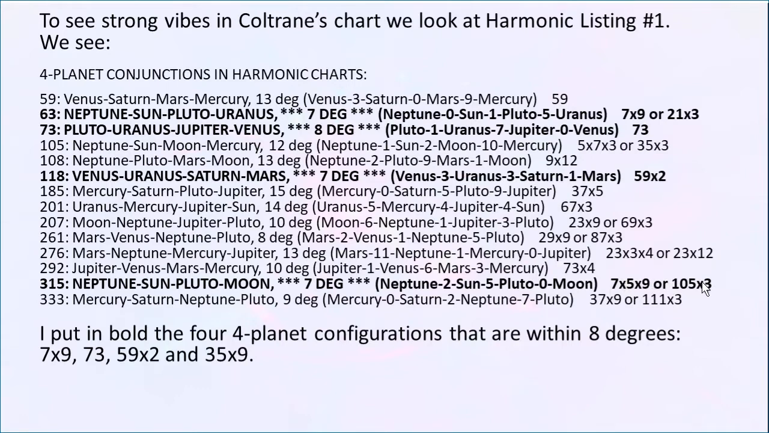Now look at those 4. Out of those 4, which ones interest you the most? Well, the orbs are about the same, 7 and 8 degrees. Not much difference there. If there was one with a 1 or 2 or 3 degree orb, that would be by far stronger. So there's 4. Which ones interest you the most? There are 2 that I find particularly interesting, and I'll give you a second or 2 to think about it and see if you can realize why these 2 are particularly interesting to me.